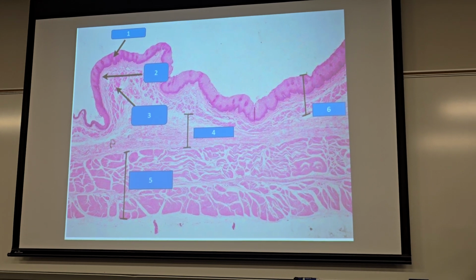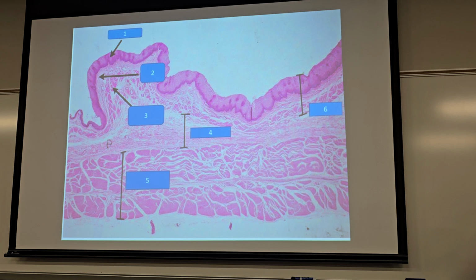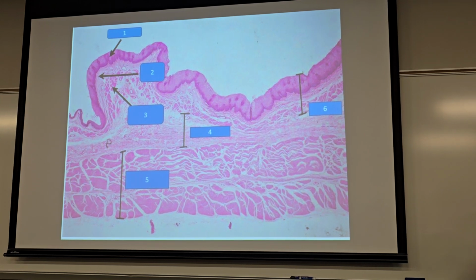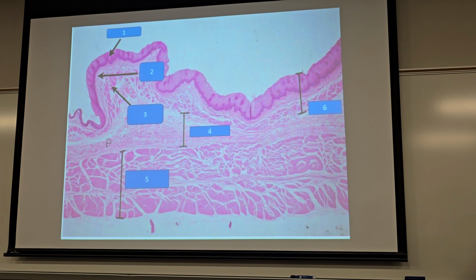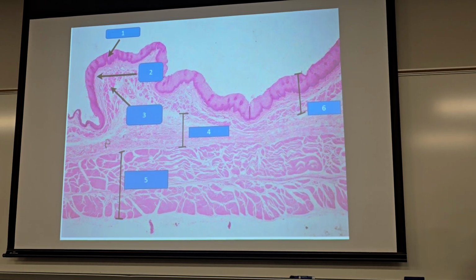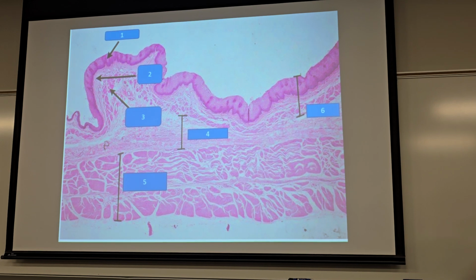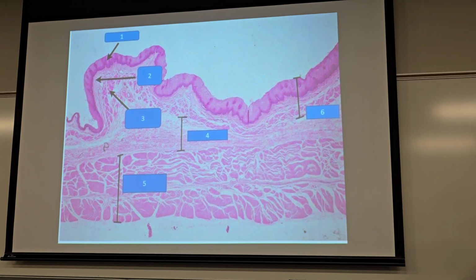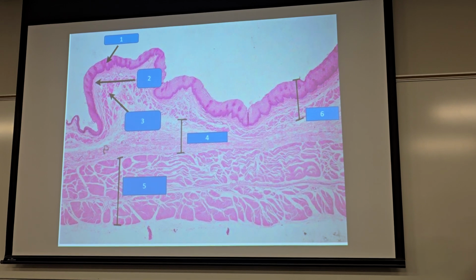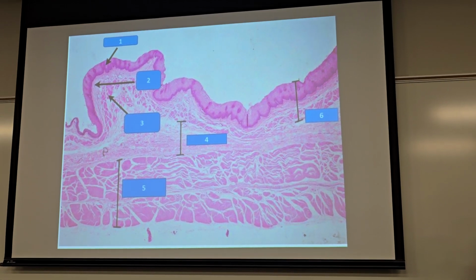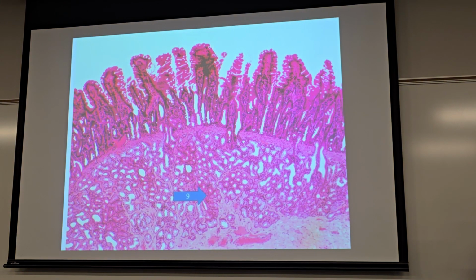Okay, the next one is number 4, right? Submucosa. What about number 5? Muscularis externa. Okay, what would you say number 6 is? Mucosa. Right, the whole thing there is the mucosa, because it's inclusive of the epithelium, the lamina propria, and the muscularis mucosa. Lamina. If you say it correctly, they'll spell it correctly.